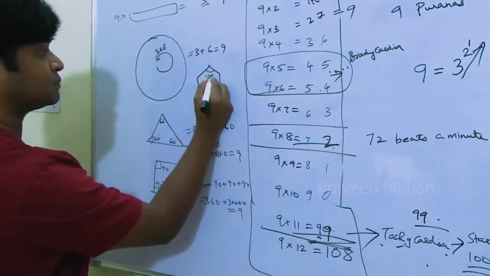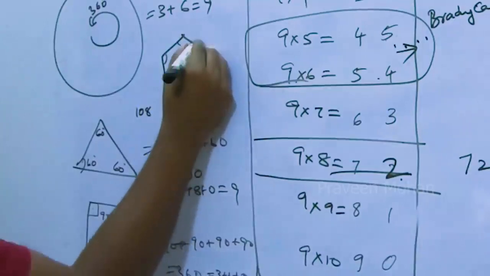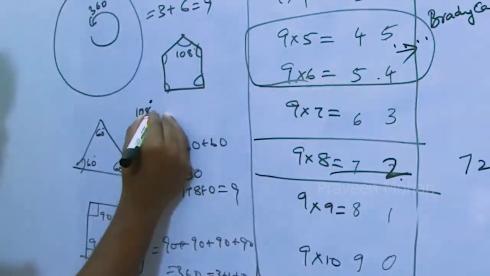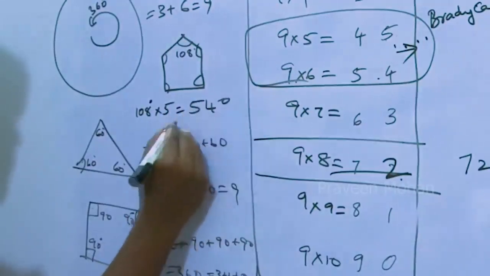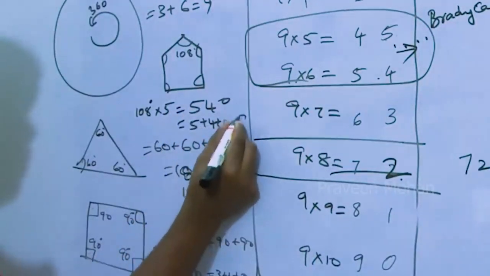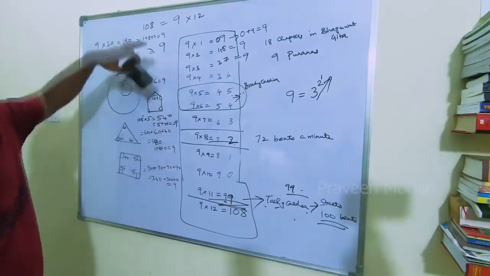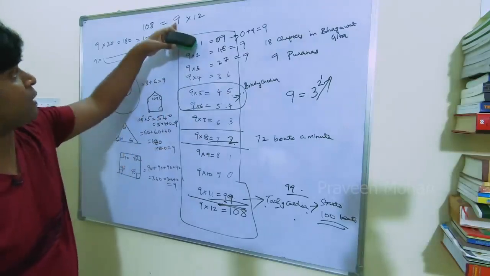108, 108, 108, 5 times, right? 108 times 5, that would be 540. 5 plus 4 plus 0, that's also 9. This is what makes 9 a divine number.